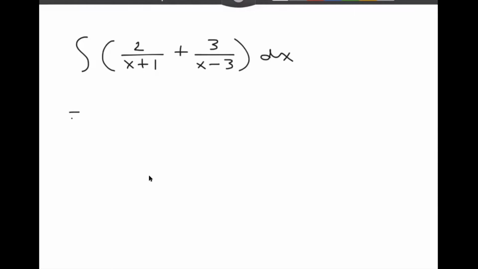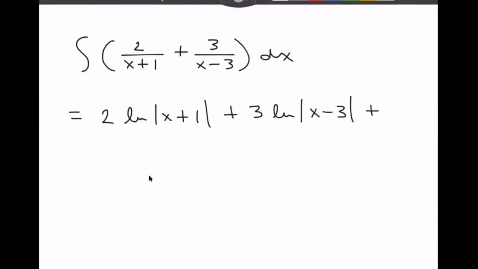I'm just going to write the answer. This would be 2 times natural log absolute value x plus 1, plus 3 times natural log absolute value x minus 3, plus c. Easy, easy, easy.